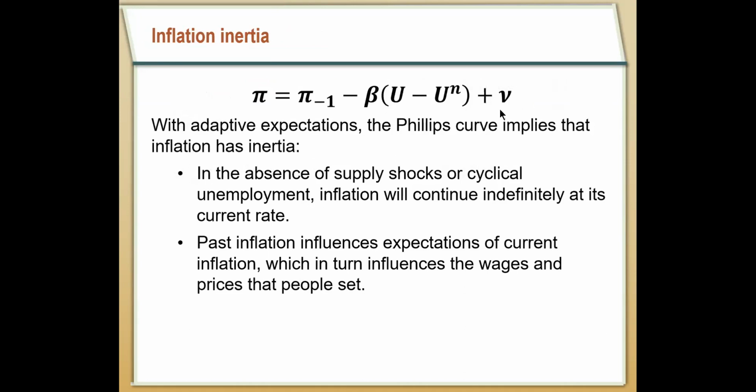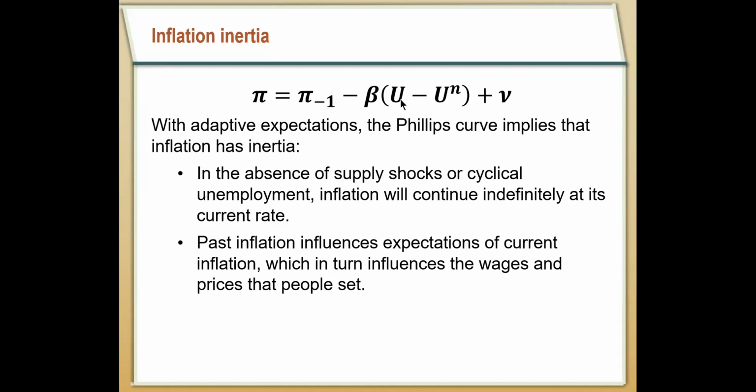We can see that we now don't have expectations at all in our Phillips curve. But what this means is that inflation now has inertia. Inflation this year is influenced by inflation last year. Thus, if inflation last year was very high, that's going to mean inflation this year is going to tend to be quite high. If inflation last year, on the contrary, was very low, pi -1 is very low, chances are inflation this year is going to be very low.